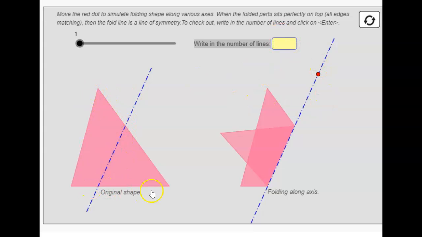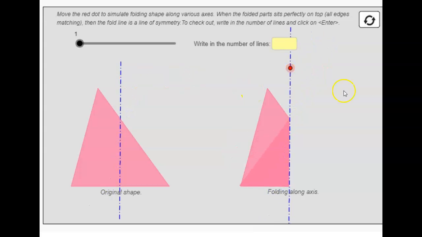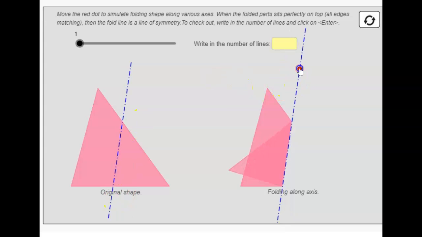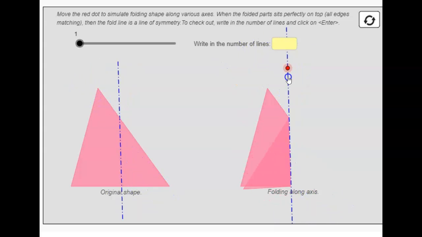Here is a shape called the original shape. It has a blue dotted line that does not move no matter where I click on it. Over to the right, we see a figure called folding along axis. And there's a dotted blue line here as well, and there's a red dot that when I click on, I can move it, and I see that when I move the line on my folded along the axis shape, the line on my original shape moves exactly identically the same as well.